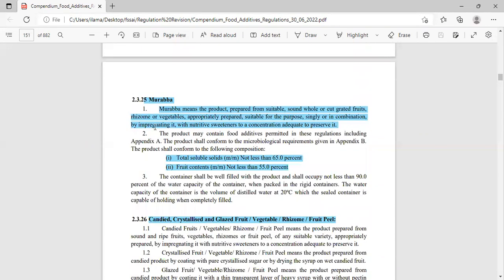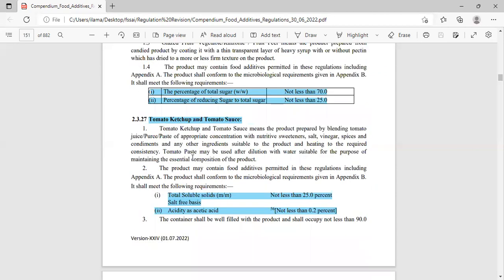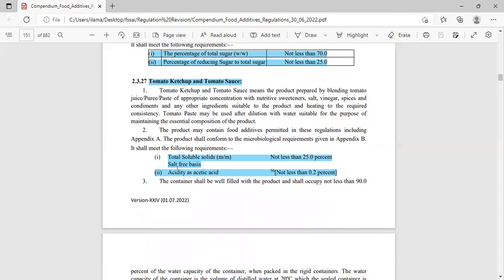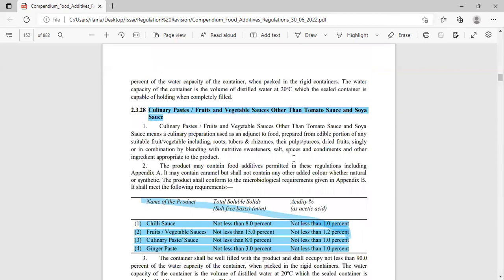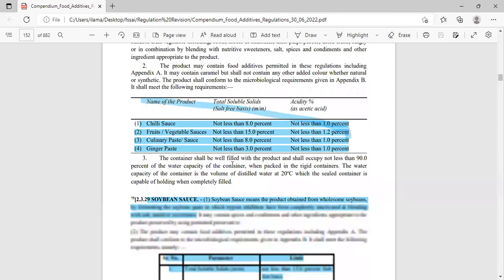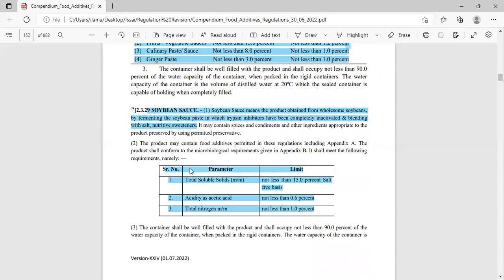And then murabba is also a type of fruit product. And for tomato ketchup also, the TSS value is not less than 25 percent. And for soybean sauce, as per FSSAI regulations, we are completely inactivating the trypsin inhibitor. This is from the anti-nutritional factor point of view. So note this point.